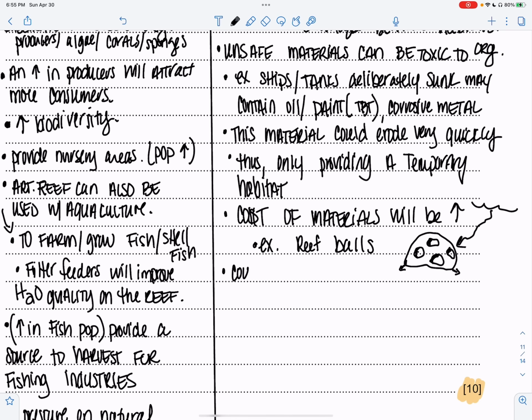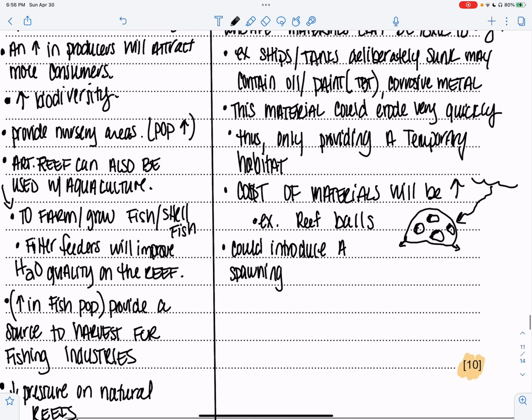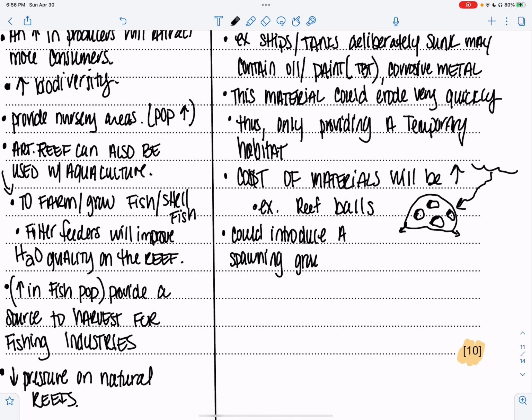It could introduce a spawning ground or a breeding ground for invasive species if there's a new habitat available for them. SPCS is my abbreviation for species. And we got two more.